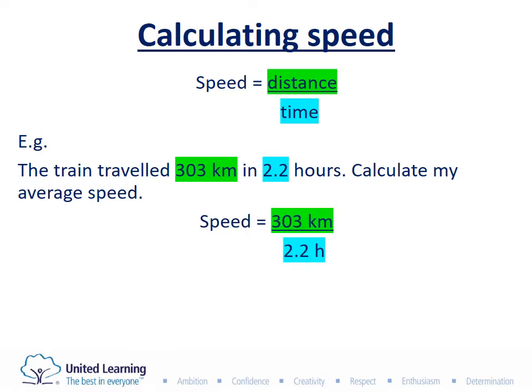So I've got 303 divided by 2.2, which equals 137.7 kilometres per hour. So it's not metres per second, we've not had to convert or anything. In order to create the units of your speed, you can just use the units that you are given for your value of distance and time. In this case, we were given kilometres and hours, so I can have a speed of kilometres per hour.